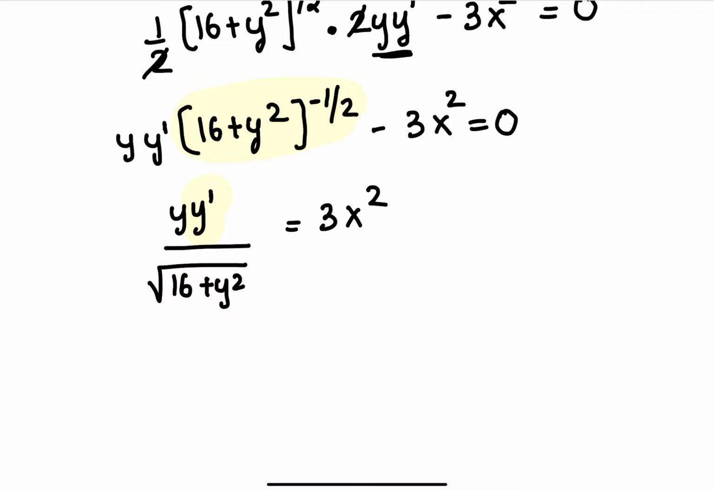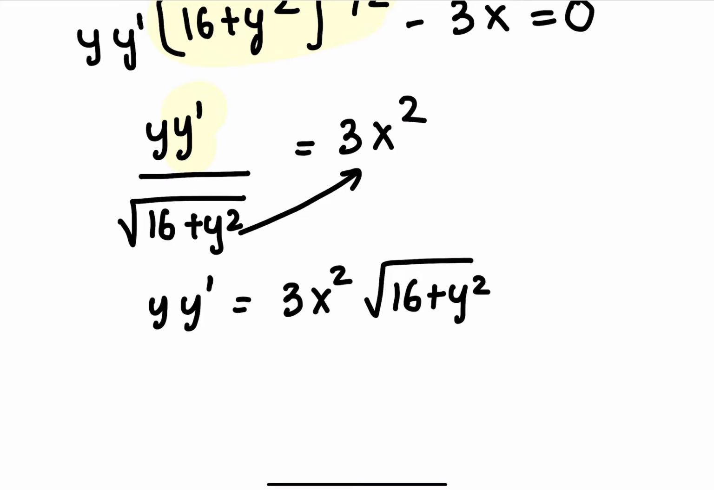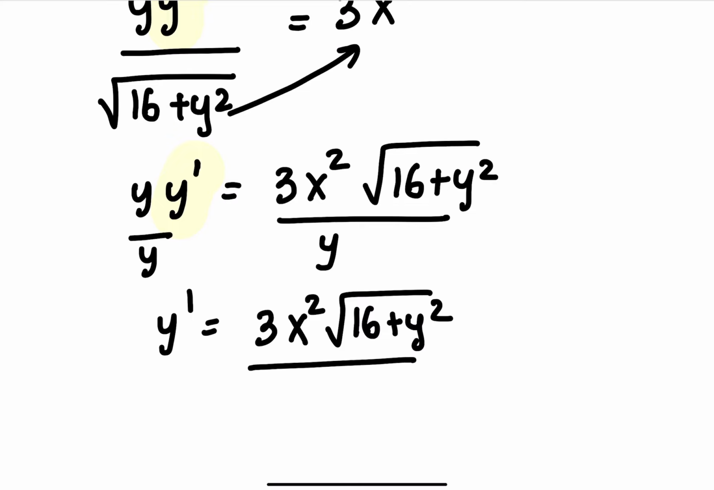So my goal here is to find y prime. To do that, I will cross multiply. Let's do that. y times y prime is 3x squared times, I don't have to put parentheses, do I? Times 16 plus y squared. And again, I need to get y prime by itself. So I divide both sides by y. And my y prime is equal to 3x squared, 16 plus y squared, over y.